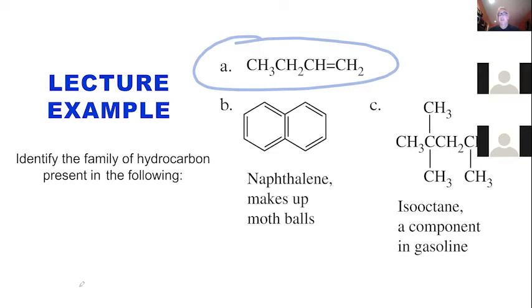Alkene. It's an alkene, right? Because it has a double bond. So we call that, oh man, alkene. B, what about this one?